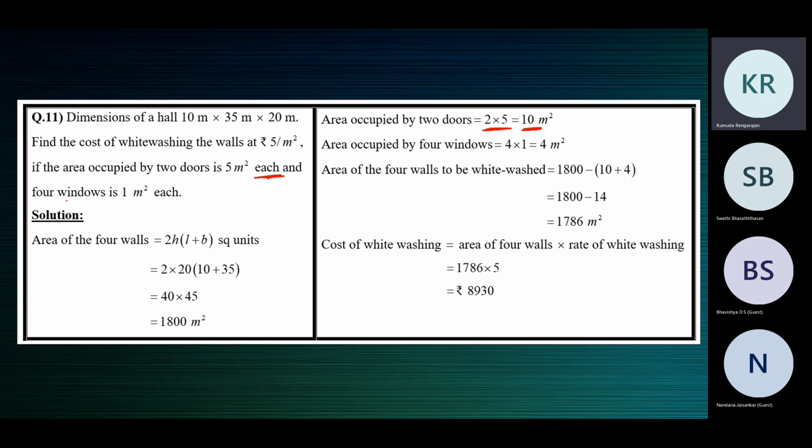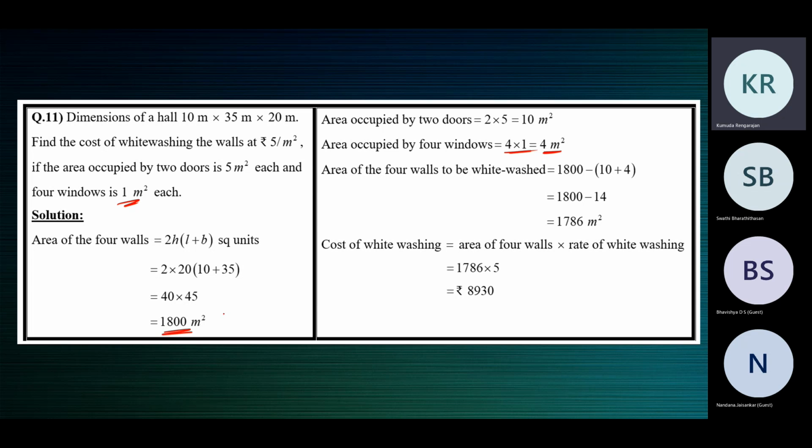Similarly, the area occupied by 4 windows is 1 meter square each. If each was not given, 1 meter square would be the total area occupied by the 4 windows. But since each is given, one window is 1 meter square. So 4 windows will be 4 into 1, 4 meters square.